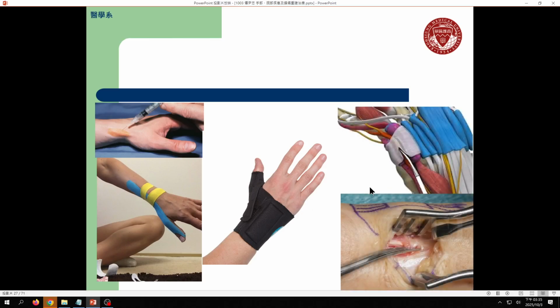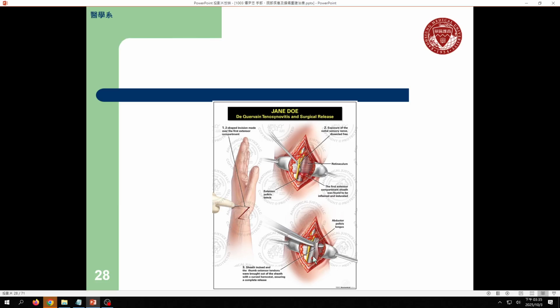And then let's ask for operation. So the operation is quite easy. It only takes 5 minutes. Dissect the retinaculum, and then you open the gate. The tendon has no friction on the retinaculum, and then the pain is soothed. Okay. So that's quite an easy way, but you have to take care about the nerve.